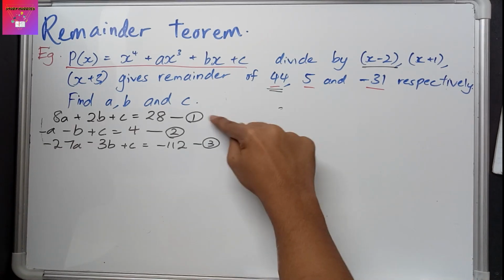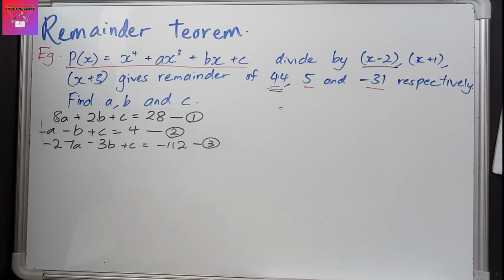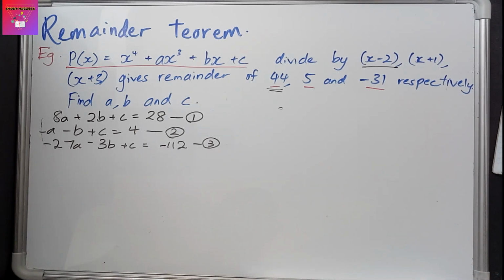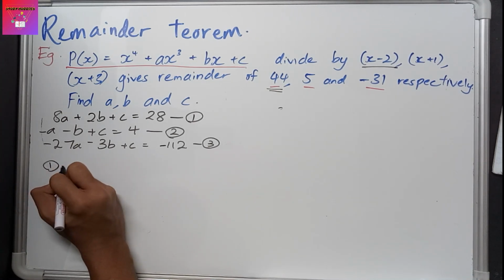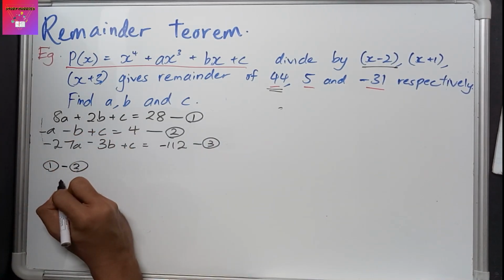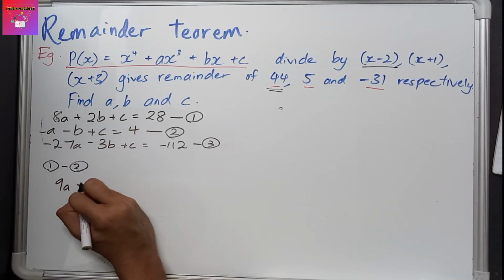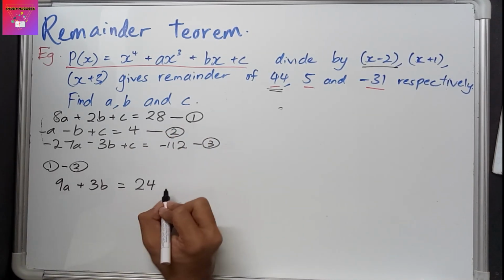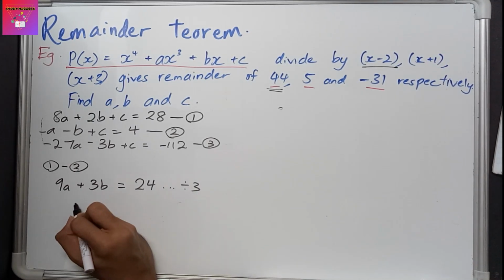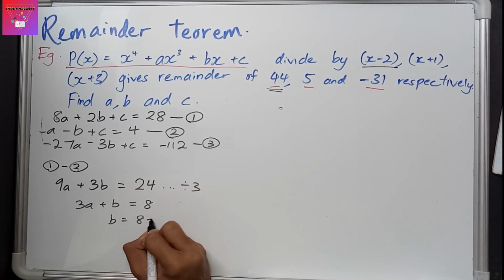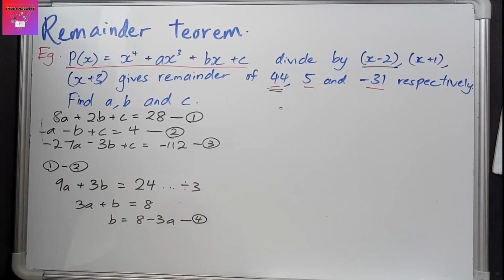So from the equations above, we found 3 equations like this. So now what we are going to do is the simultaneous method, which means I have to do equation 1 minus equation 2 first. So if I do equation 1 minus equation 2, 8a minus negative a, I'm going to get 9a. 2b minus negative b, I'm going to get positive 3b. c minus c is 0. 28 minus 4 is 24. Since I can divide the whole equation by 3, I'm going to get 3a plus b equals 8, where b equals 8 minus 3a. I'll name it equation 4.